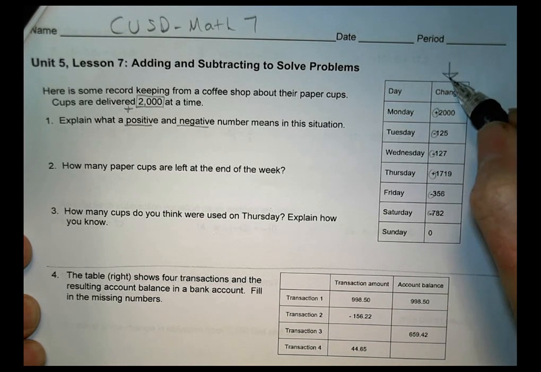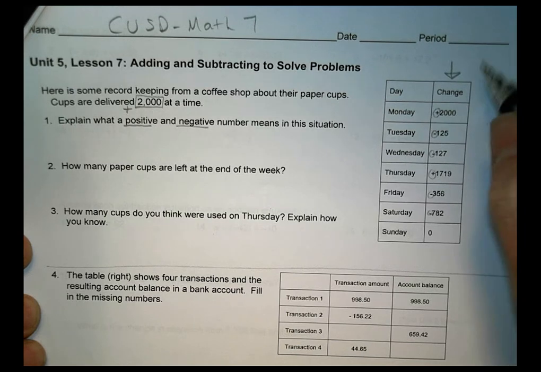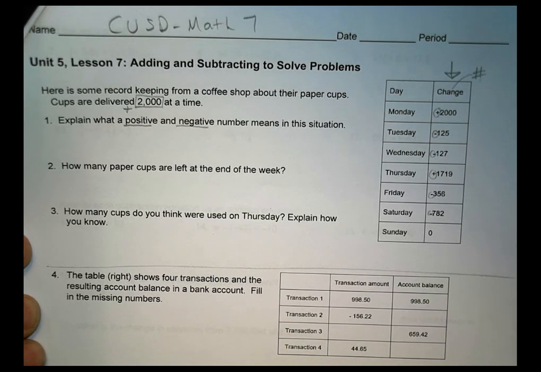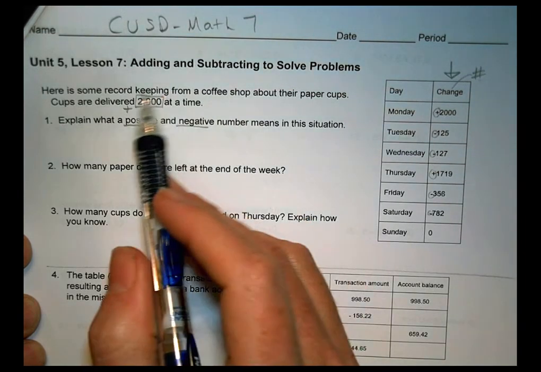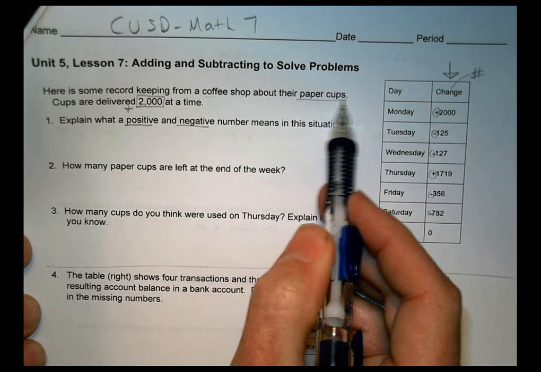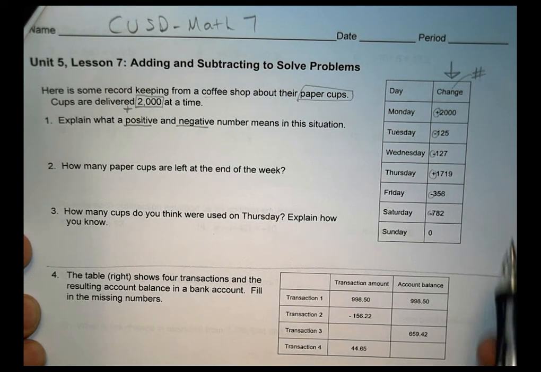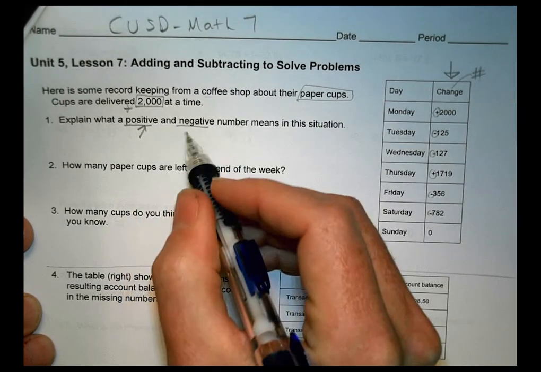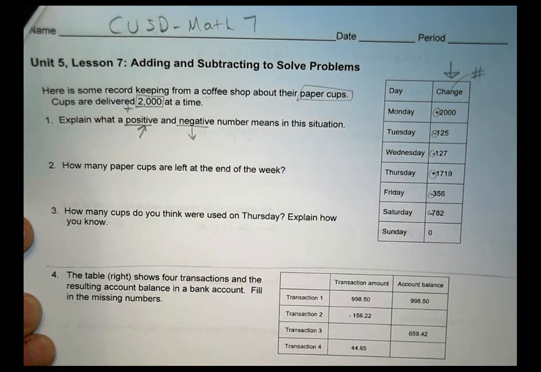This column, though, does seem to be talking about the change, and so we can assume this means a change in probably the number of cups that they have in their shop, because they're keeping track of the paper cups that are inside of their shop. So there's going to be a variance here of how many cups are in the shop as this goes along, and that's probably what these mean: positive means it's probably going up, and negative means that probably the number of cups they have is going down.